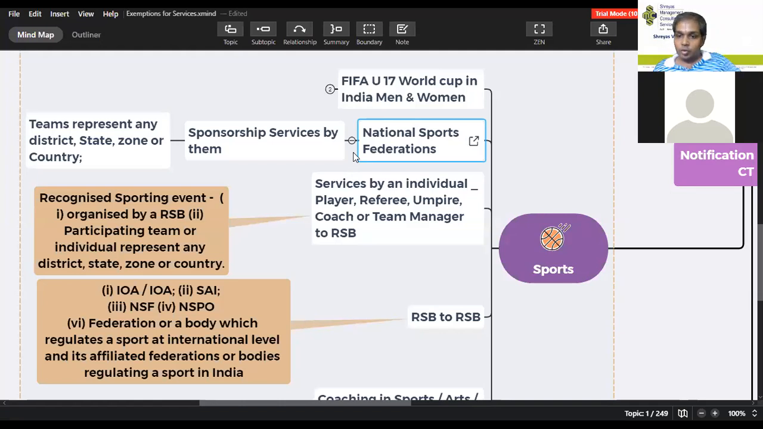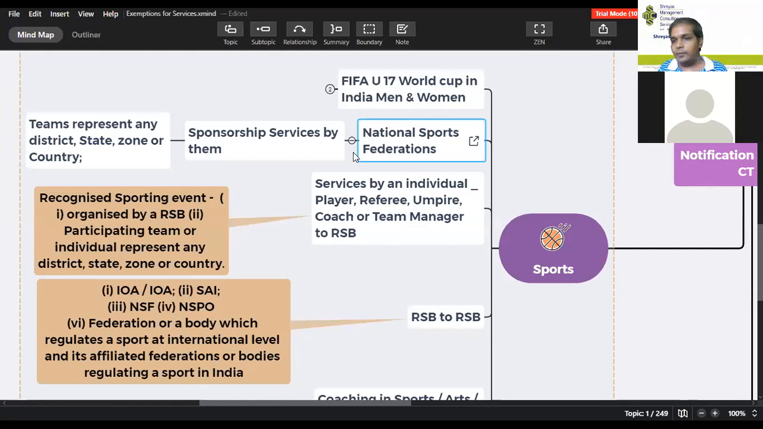I told you there are multiple ways you generate income: ticket sales, then advertisement rights, etc. Nothing is given exemption. Only the sponsorship part is given exemption. Mostly they get only sponsorship. You don't get much of ticket sale there. After all, as of now, we need to evolve in these sports. So it's very early for them to get sale of rights, etc. So they give an exemption for sponsorship.